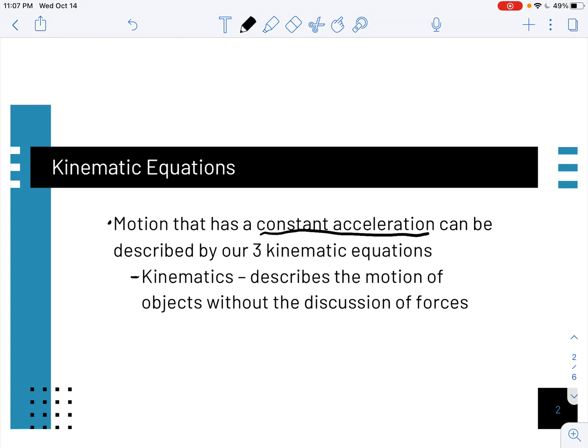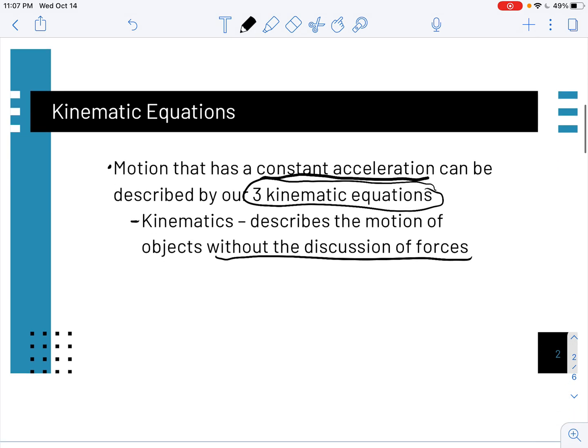So these three equations, we refer to them as our kinematic equations, and we'll derive them in just a second here. But when we think about this term kinematics, all it means is we're describing motion without discussing forces. So forces will come in our next unit, Unit 3, but for right now we're still going to describe motion, but we're not going to talk about forces at the moment.